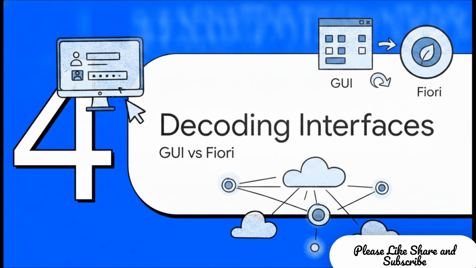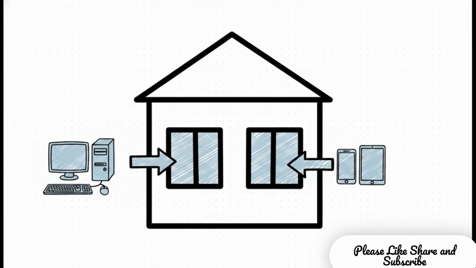Section 4. Decoding SAP interfaces. Let's address a really common point of confusion for beginners. How do users actually log in and look at the system? You're often going to hear two terms, SAP GUI and SAP Fiori. SAP GUI is the traditional desktop-based interface, while SAP Fiori is the modern web-based experience that you can use on a tablet or a smartphone.